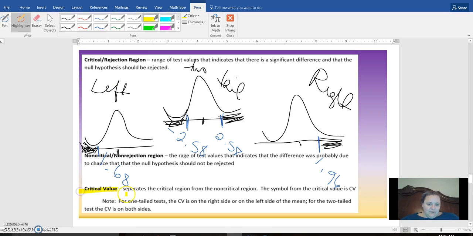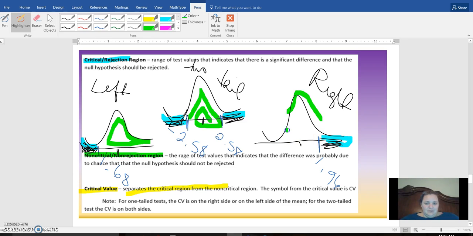A critical value separates the graph into a critical region, which is called the rejection region, and that's the shaded pieces, versus the non-critical region, which is not the shaded. So it's all this over here, this piece here, all of that.